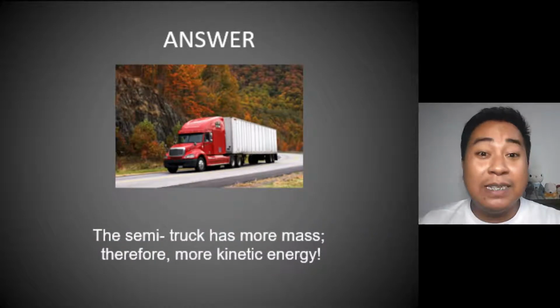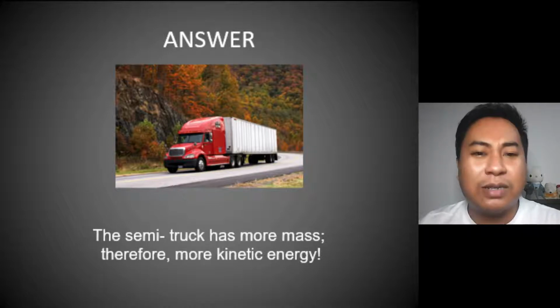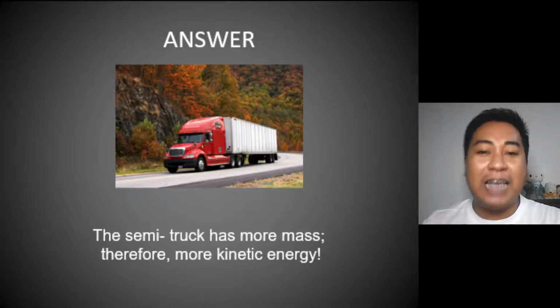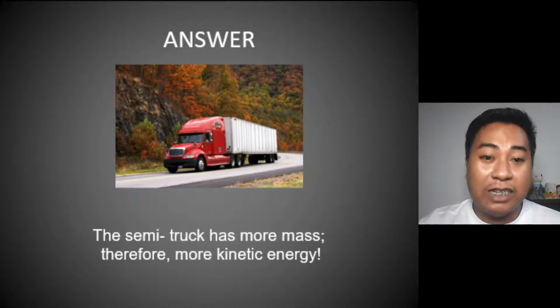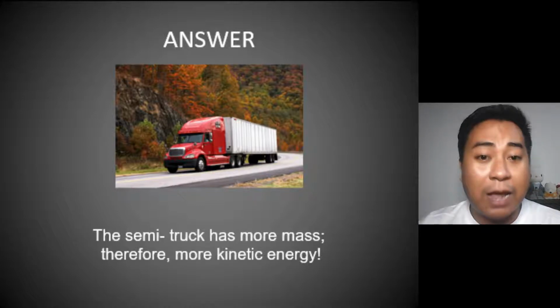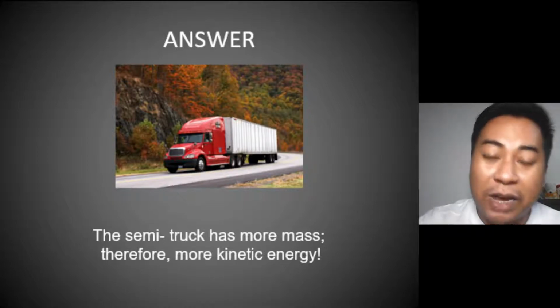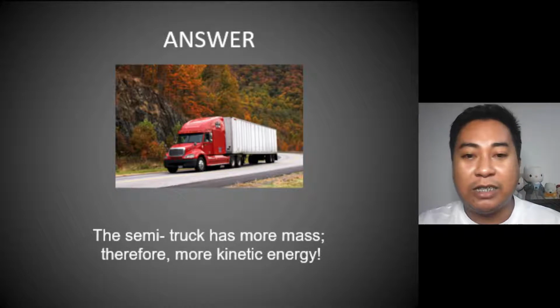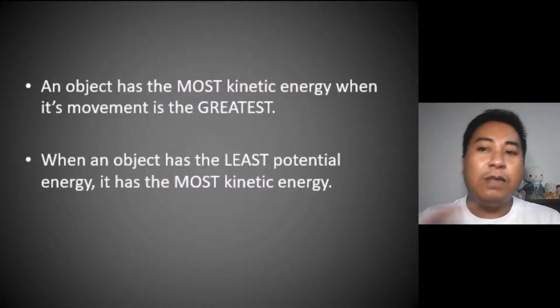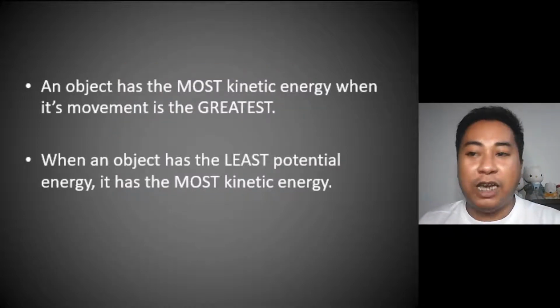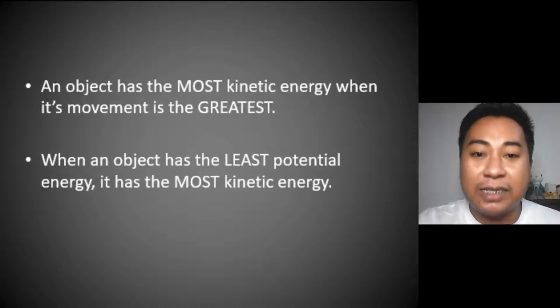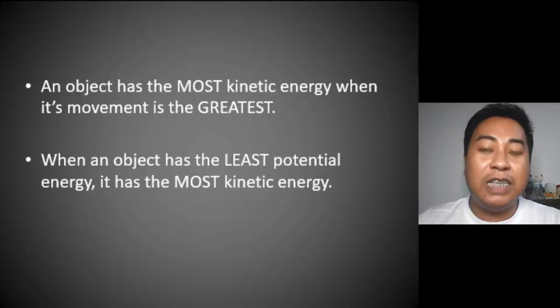Okay, so the answer is the car. The semi-truck, the truck, sorry. The semi-truck has more mass, therefore more kinetic energy, as what we've said on the formula. Directly proportional nga. The more mass, the more kinetic energy. Kasi nga pareho sila ng velocity or pareho sila ng speed. The object has the most kinetic energy when its movement is the greatest. So, when the object has least potential energy, it has most kinetic energy.